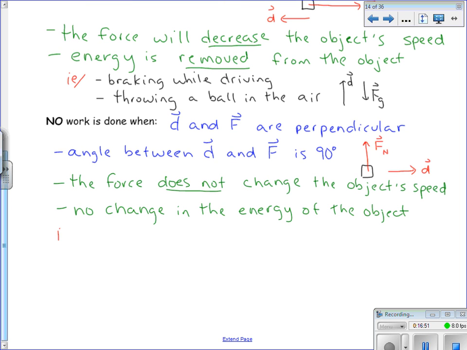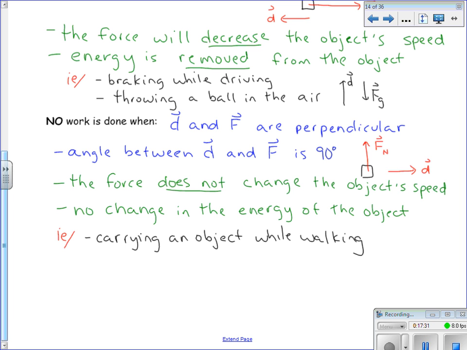So examples of this are carrying an object while walking. If I'm carrying a book while I'm walking around the classroom, my hands are applying a normal force to the book, but I'm not changing the object's speed, because the force I'm applying on the book is upwards, but I'm walking forwards, which has an angle of 90 degrees between them. So no work is being done. That doesn't mean your arms aren't going to get tired. Your muscles have to work in order to do that, but there's no work being done on the actual object.